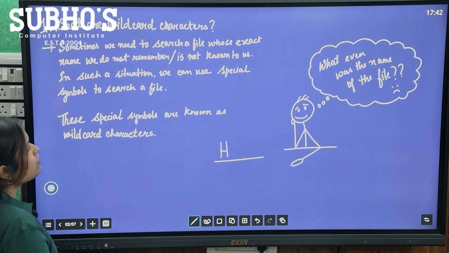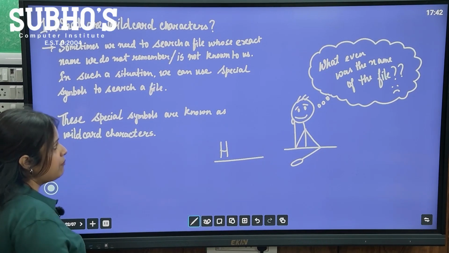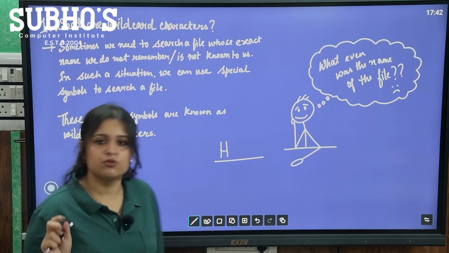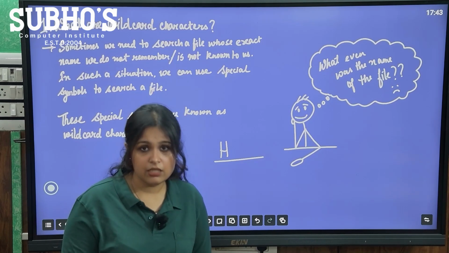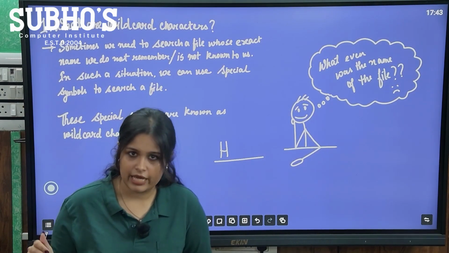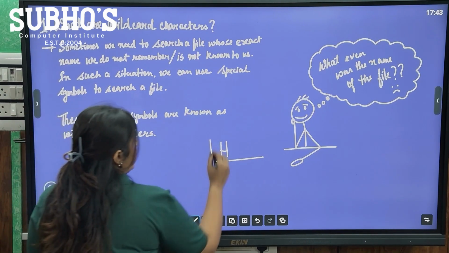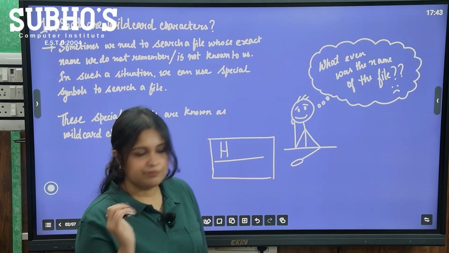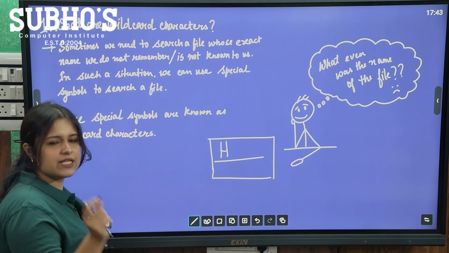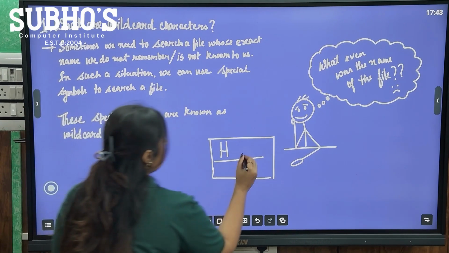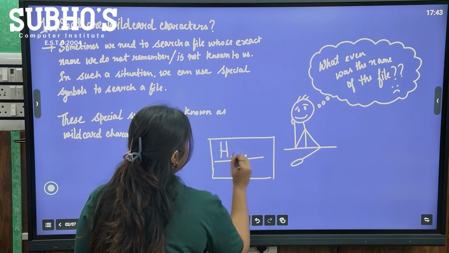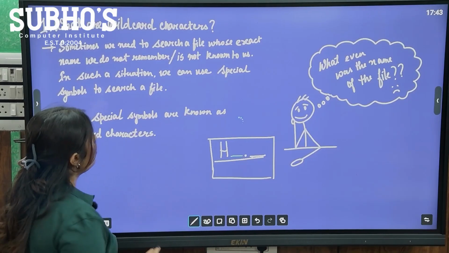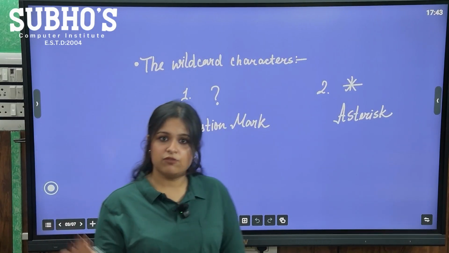So sometimes we need to search a file whose exact name we do not remember or is not known to us. In such a situation, we can use special symbols to search that file, and here these special symbols are known as wildcard characters. Now, taking into account the example I gave you, the name of the file was hello and it was a specific type of image file. We're going to keep these two parts blank for now. I'm going to come back to this after we talk about the specific types of wildcard characters.